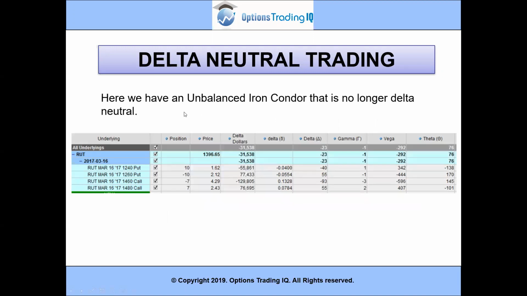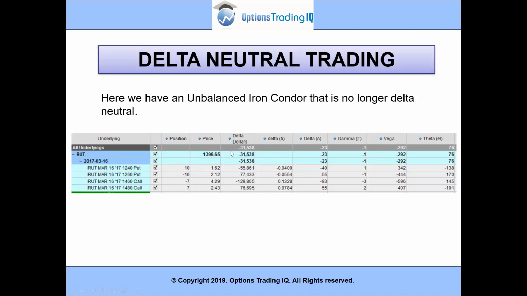All right, so here we have an unbalanced iron condor that is no longer delta neutral. Okay, so here I was talking about a few minutes ago, trading more puts than calls. So this position would have started off as delta neutral, and we would have been probably around 13, 14, 15 on the negative delta short puts, and on the short calls we would have been about delta 10. So the market's rallied since we put the trade on, and we've now got an unbalanced condor. You can see our delta here is negative 23. So the market's gone up, giving us negative delta. We want it to go back down to get back into the middle of our condor.